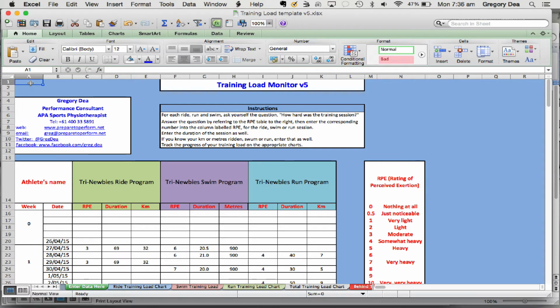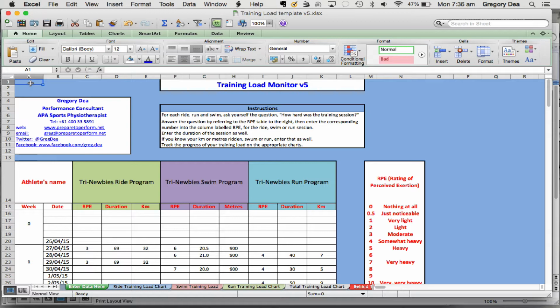I'm going to talk to you today about monitoring training load using a low-tech version of the programs that are available. There are some medium-tech smartphone apps available. There are some high-tech apps such as Training Peak, high-tech software. Smarter Base also is very high-tech. This is just a low-tech version using Excel.